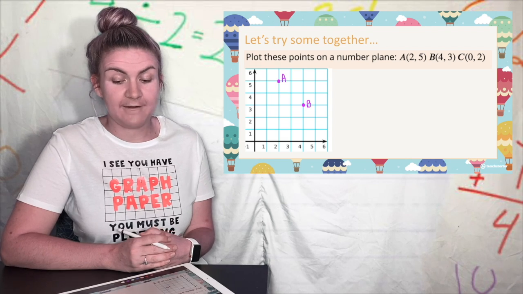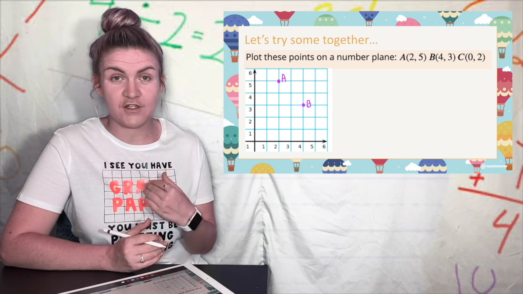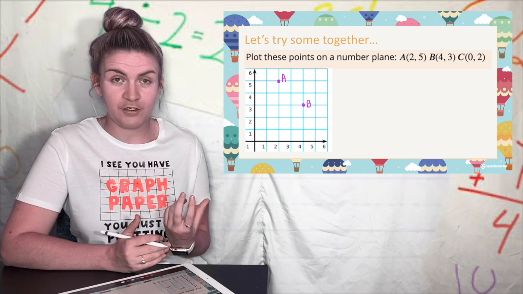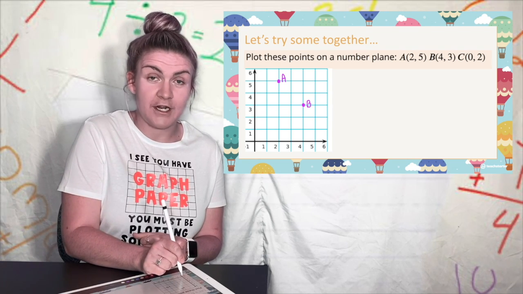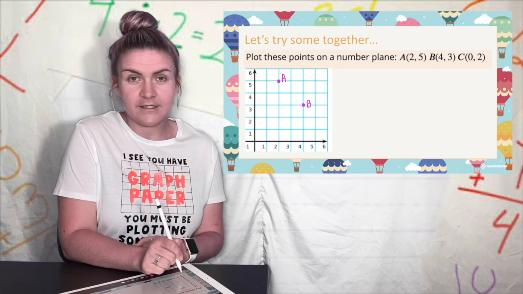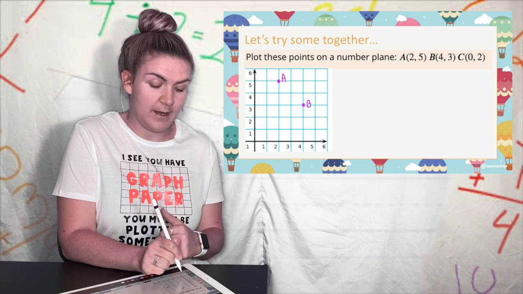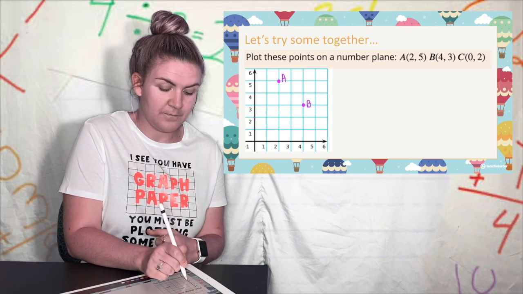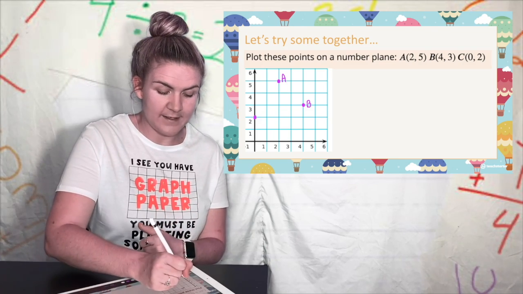And then lastly I have C. Now C's first point is 0. That's the x coordinate, which means I move 0 squares away from the origin. So along the x-axis, I'm just going to stay at the origin and I'm not going to move. But the second coordinate is a 2. That's the y. 2 means go up. So I'm staying on that origin line and I'm going 1, 2, which means it stays on the y-axis. And that is point C.